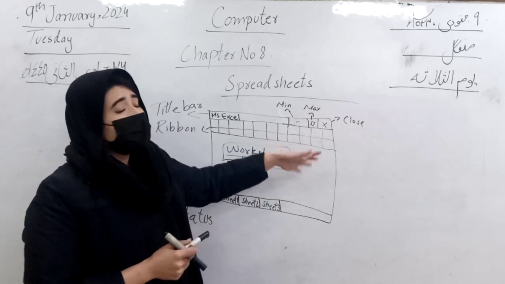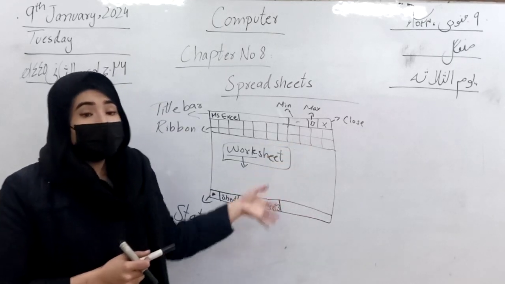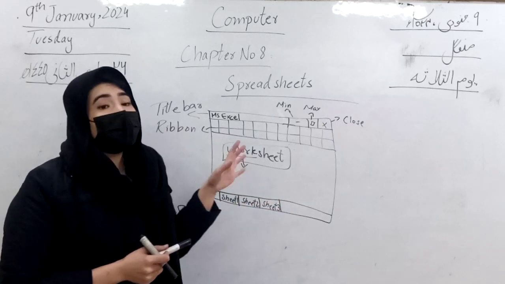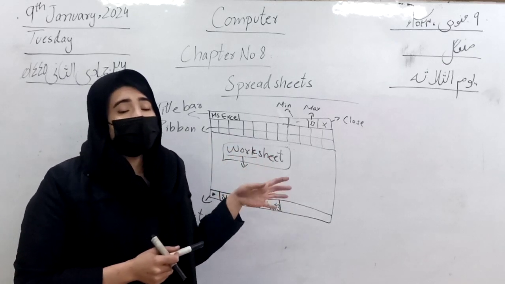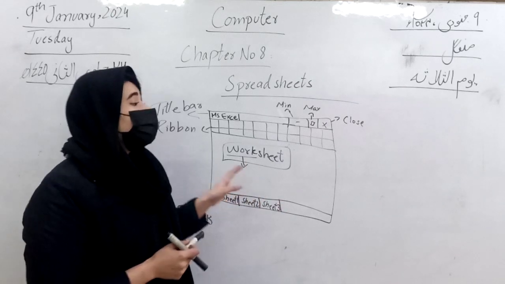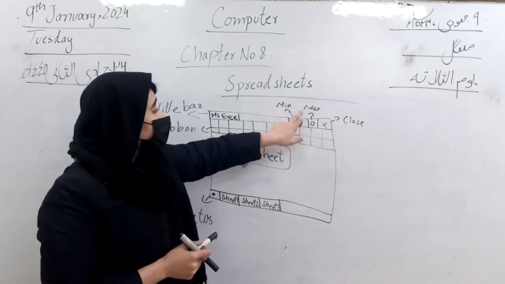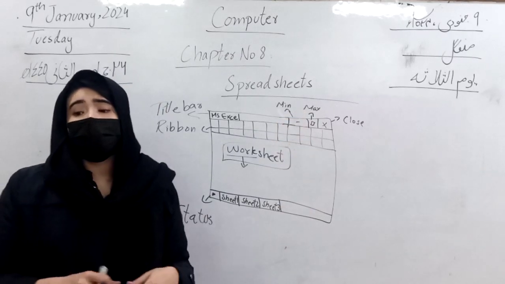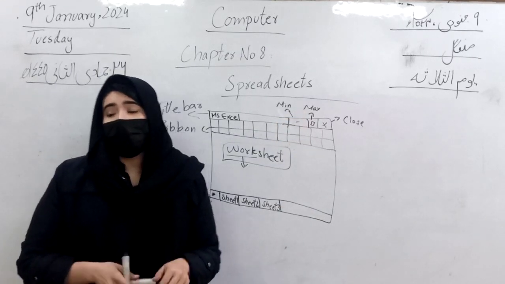Removing your sheet means that you have done your work, you have to save it, and then you close it because you are no longer interested in it and you have finished your work. Then your maximize button. Who tells me the maximize button function?